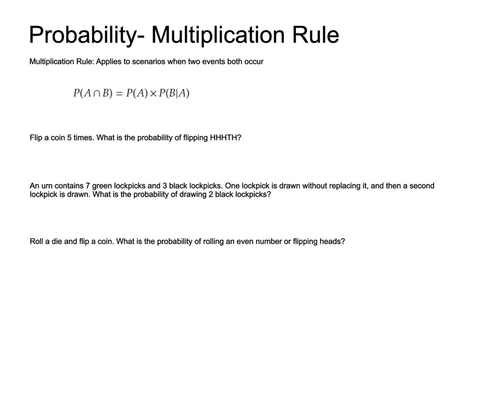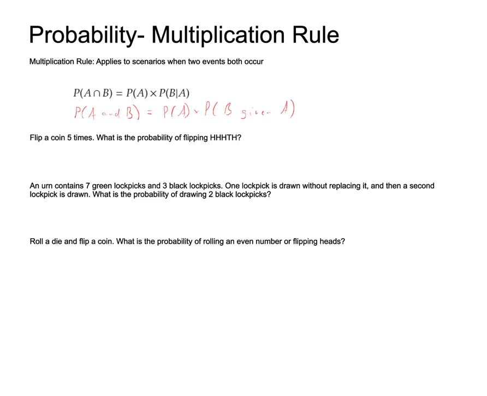The multiplication rule of probability will often be tested on the ACT. And the multiplication rule applies to probability scenarios when two events both occur. And that can be symbolized with the following equation. So the probability of A and B is equal to the probability of A times the probability of B given A. So I'm going to rewrite that with words, and you can see the probability of A and B, that's what the upside down union symbol means, equals the probability of A times the probability of B given A.